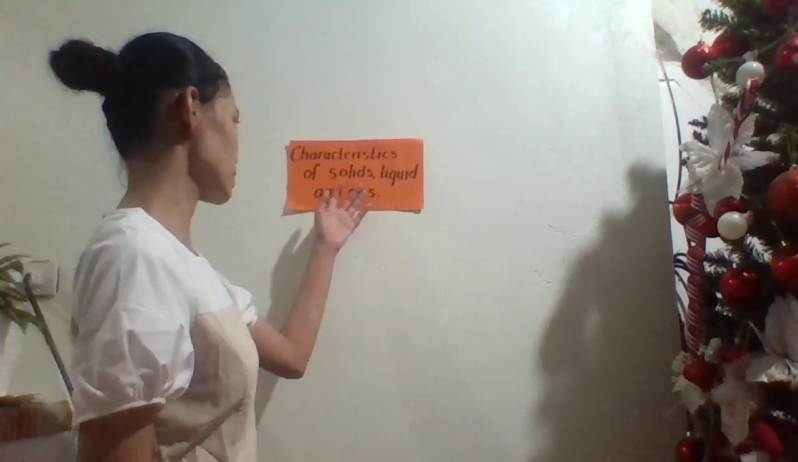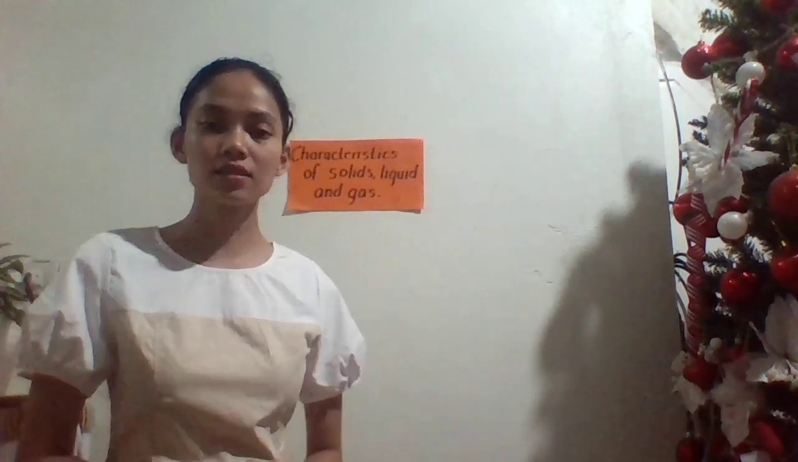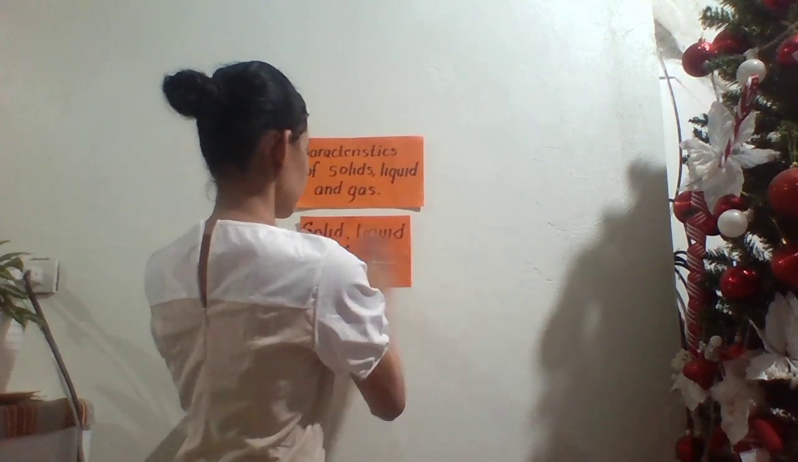For today's discussion is about characteristics of solids, liquid, and gas. So characteristics of solid, liquid, and gas is all made of matter. But have you noticed that they all look different? Not only that, when you touch them, they feel different. Because solid, liquid, and gas are different states of matter. That also means they have different characteristics. So what are the solid, liquid, and gas and their characteristics?